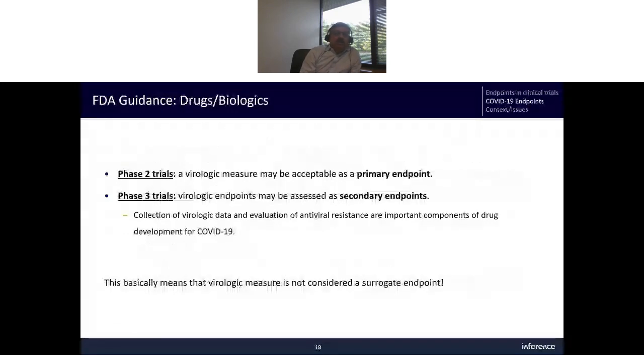Now, that's vaccines. Now, let's look at drugs and biologics. So for vaccines, we said the disease or the viral infection, right, could be a primary endpoint. For drugs and biologics, that is not exactly the same. So it says for phase 2 trials, a virologic measure may be acceptable as a primary endpoint, but that's for phase 2. But for phase 3 confirmatory trials, a virologic endpoint can be assessed as a secondary endpoint, but not as a primary endpoint. Okay, because the virologic response has not been established as a surrogate endpoint.